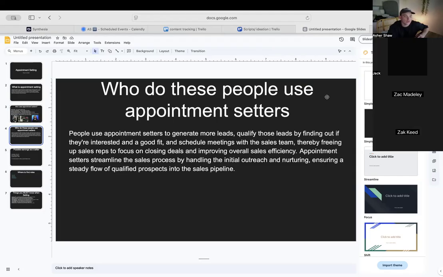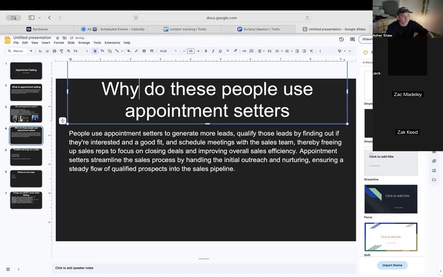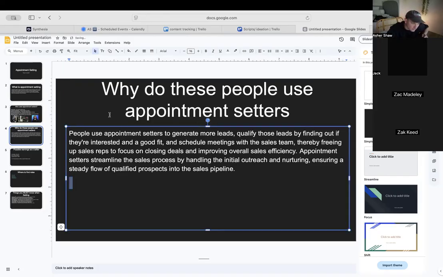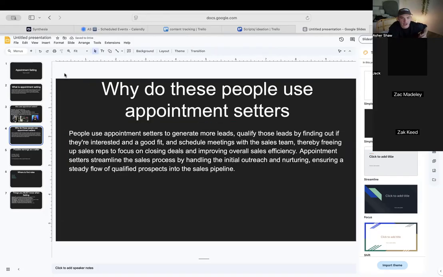So why do these people use appointment setters? What's the actual reason? Why not just have an automated message? Why not just put in some ManyChat thing that's going to make the messages come automated? Why have an actual appointment setter?